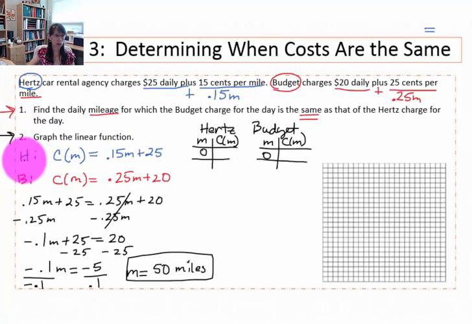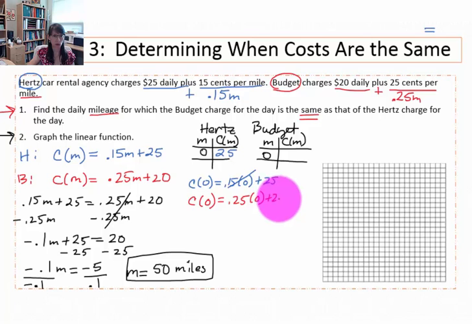So I'm going to go back to Hertz and find C of 0. So when I let the M value equal 0, you can see that first term is eliminated and 25 is the output. So we'll have the y-intercept of 0, 25. Now I'm going to do the same thing, but this time use the budget function. So I'll code that back in red. 0.25 times 0 plus 20. Here again, that first term eliminates and I'm left with 20. So 0, 20 is the y-intercept for budget.